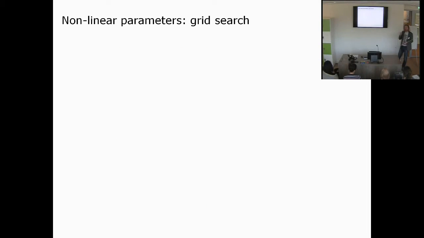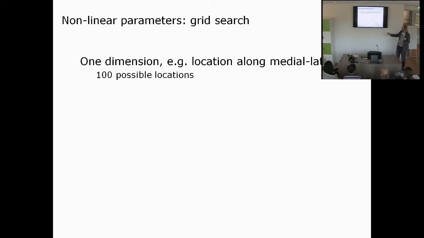Okay, so how do we find this position? Well, there are two strategies that we're combining. The first strategy is using a grid search. In principle, we can compute that error for all the locations in the brain. If we consider a single dimension, for example along the medial-lateral axis, and we compute the error for 100 positions along that axis, that's doable.